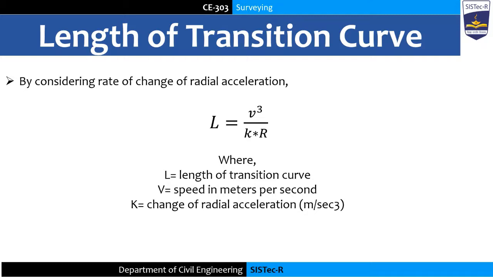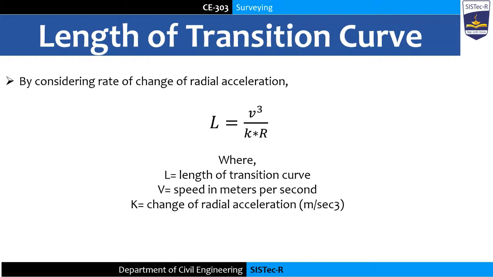So the next criteria for the length of transition curve is by rate of change of radial acceleration. So by considering rate of change of radial acceleration, length of transition curve is given by L equals V cube upon K into R, where L is the length of transition curve, V is the speed in meters per second, and K is the change of radial acceleration, and its unit is meter per second cube.